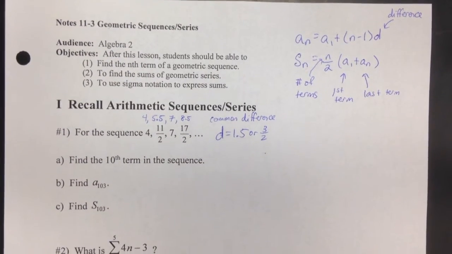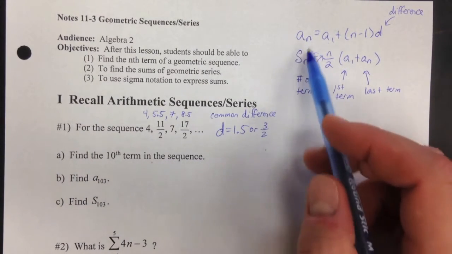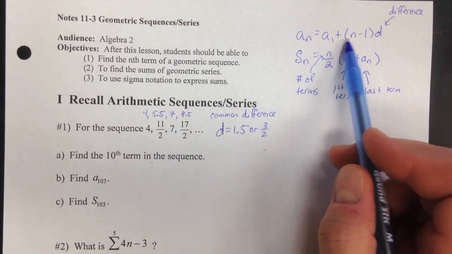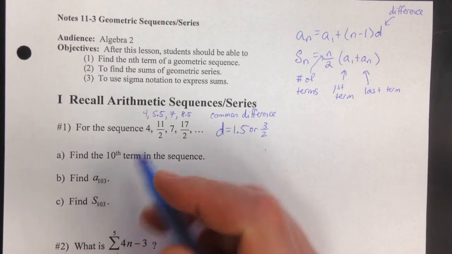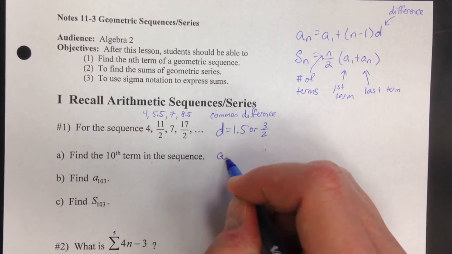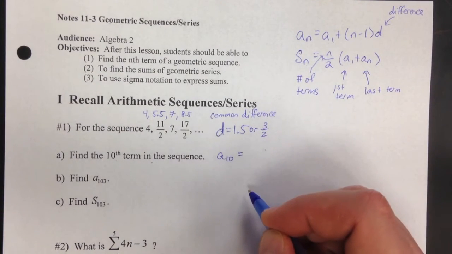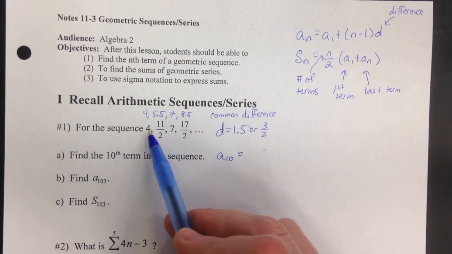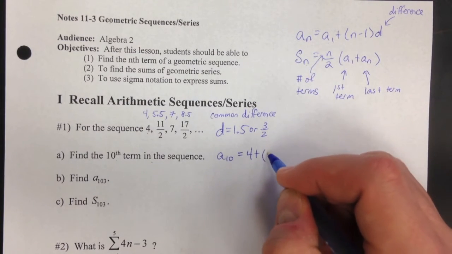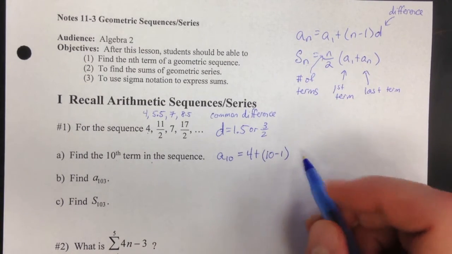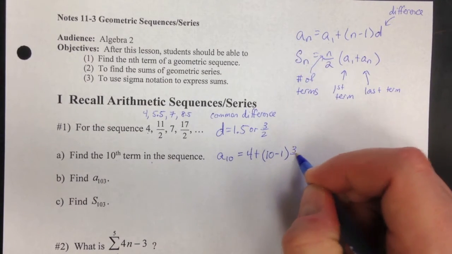All right, so here we go. For number 1, part A, find the 10th term in the sequence. I'm going to use the formula a sub n equals a sub 1 plus parentheses n minus 1 times d. In this case, n is going to be 10. So we're looking for a sub 10, the 10th term. That is equal to a sub 1, the first term, which was 4, plus 10 minus 1 in parentheses, times d, the common difference, which is 3 halves. I'll write it as the fraction.